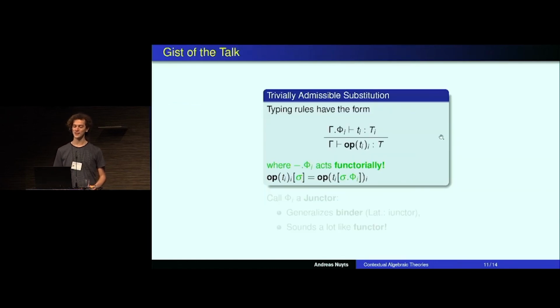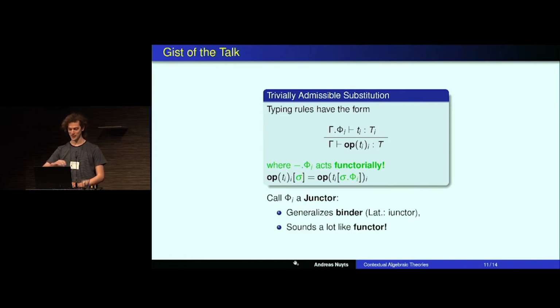So there shouldn't be an issue. And so the gist of the talk is that what you need is that all context extensions are functorial. And so I'll call that adjunctor because it generalizes a binder, and Latin for binder is junctor, and it sounds a lot like functor.